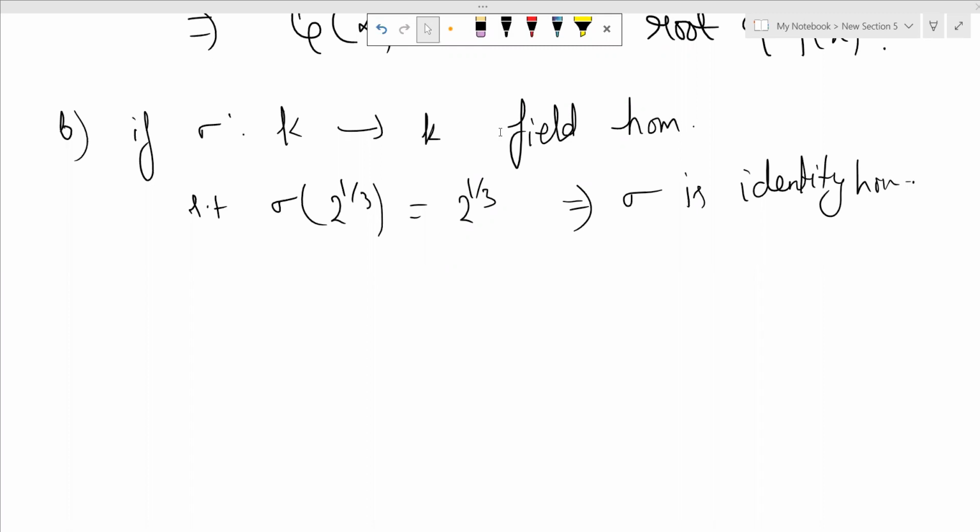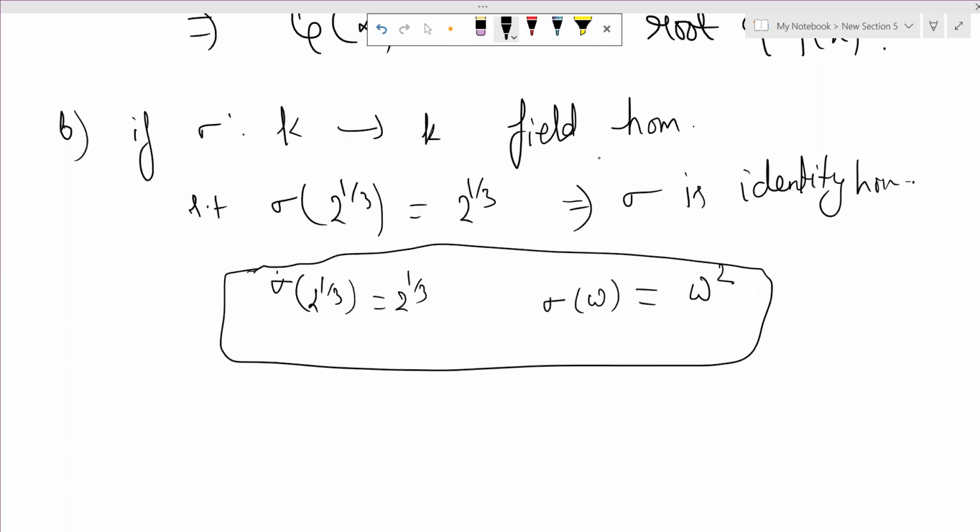Baliram, is this true or not? If not, give me a homomorphism K to K such that sigma of 2 to the power 1/3 is 2 to the power 1/3, but it is not the identity homomorphism. This is not true. So give me a homomorphism that is not identity and satisfies this condition. Sigma of 2 to the power 1/3 goes to 2 to the power 1/3, and omega goes to omega square. Yeah, this is not the identity homomorphism. Agreed?